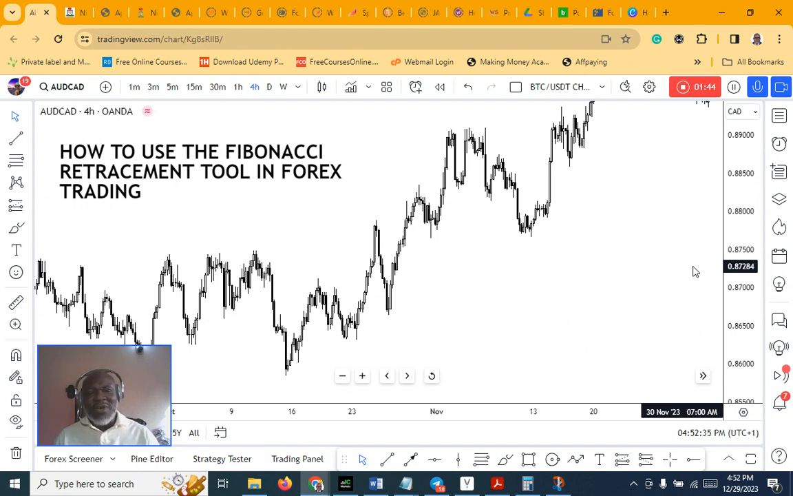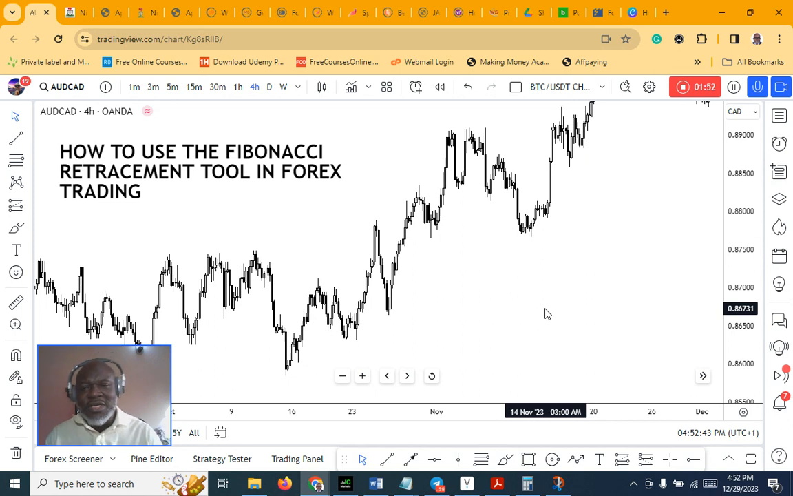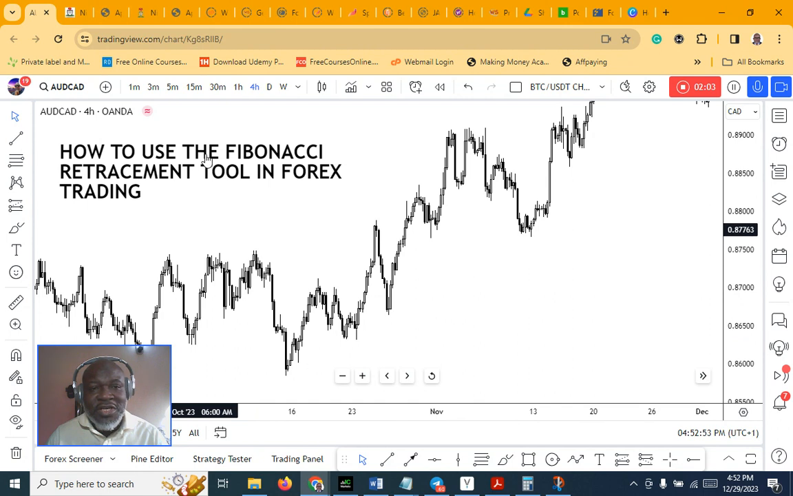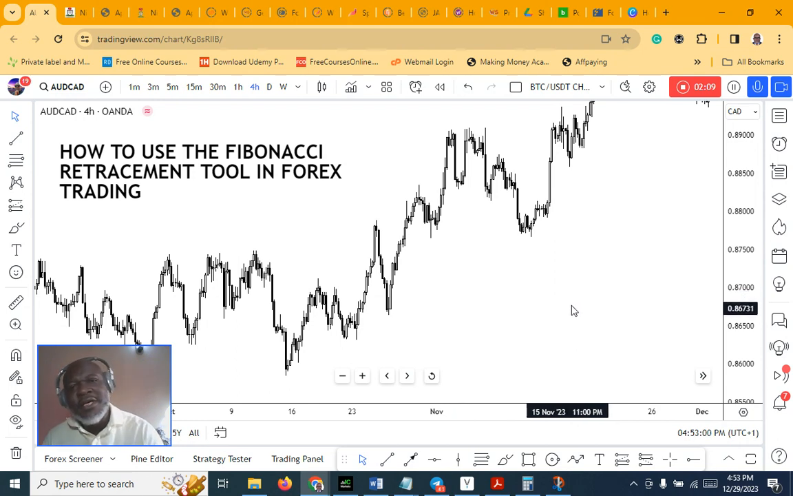So without much ado, I'm going to go straight to the screen and show you guys how we use this tool to trade. First of all, this training is going to be based on TradingView. And for those of you who don't know how to use TradingView, it's a very simple application. Just go to tradingview.com and open a free account so that you'll be able to use the technical indicator.